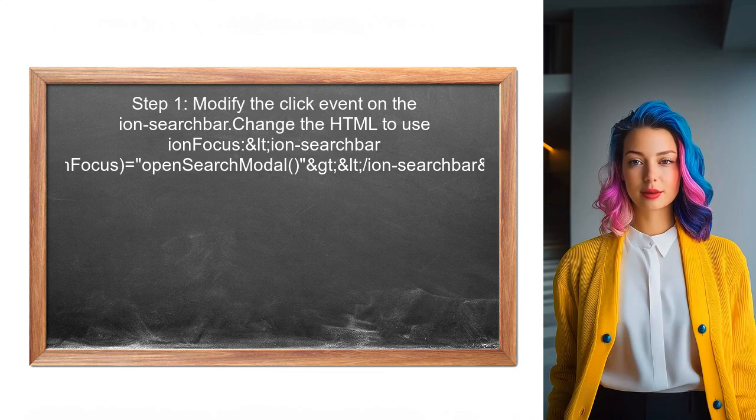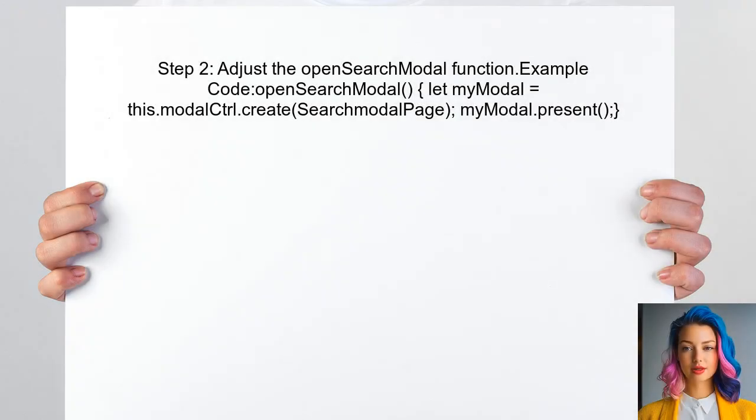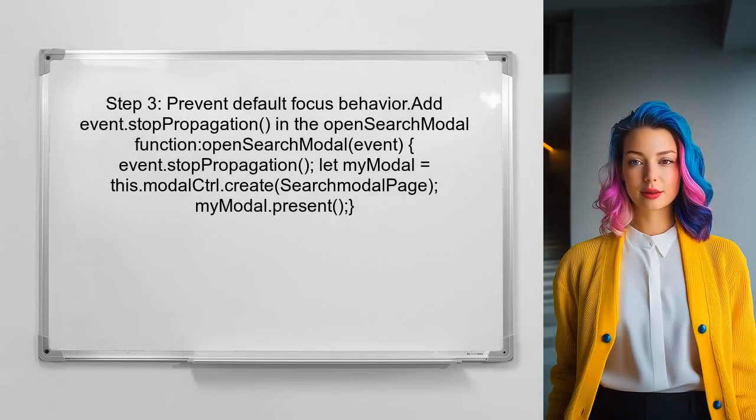To address the issue of needing 2 clicks to open the modal, the user should modify the click event on the Ion search bar. Instead of using the click event directly on the search bar, we can use the Ion focus event. Next, the user should ensure that the modal opens immediately when the search bar is focused. This means we need to adjust the OpenSearch modal function to handle the modal presentation correctly. Additionally, the user may want to prevent the default focus behavior of the search bar. This can be done by stopping the event propagation when the search bar is focused.